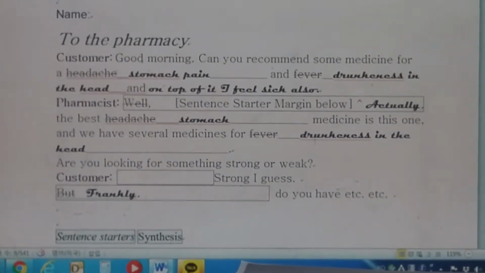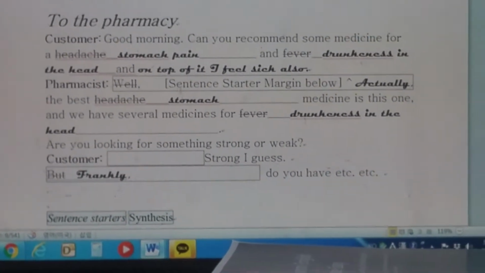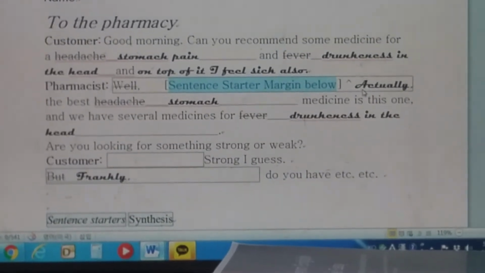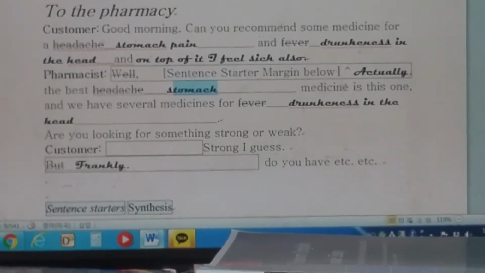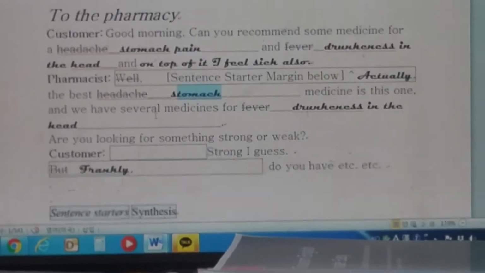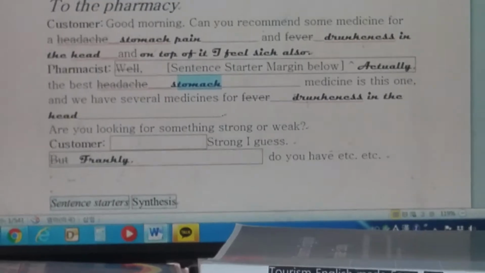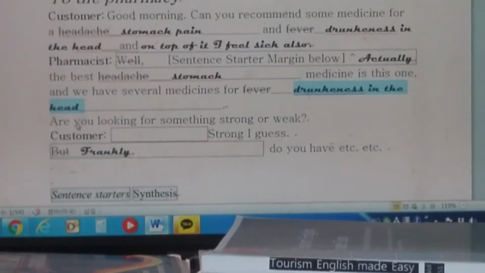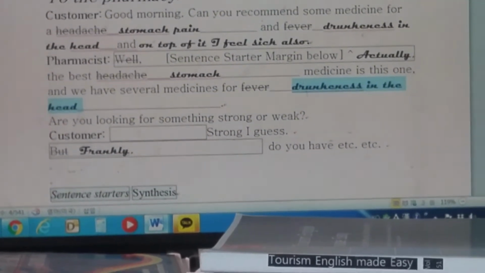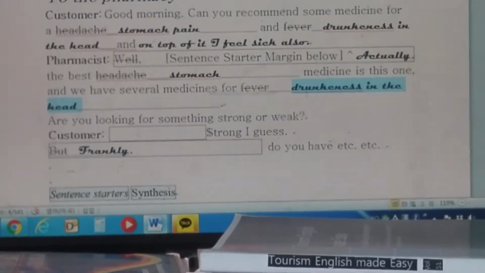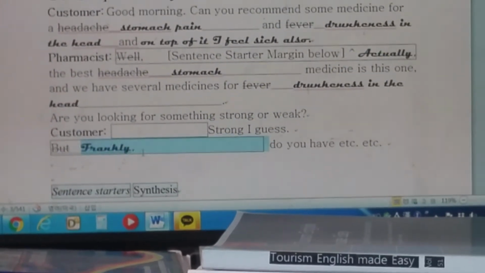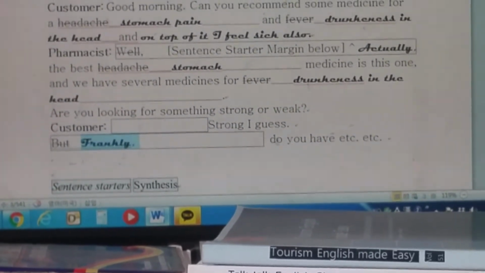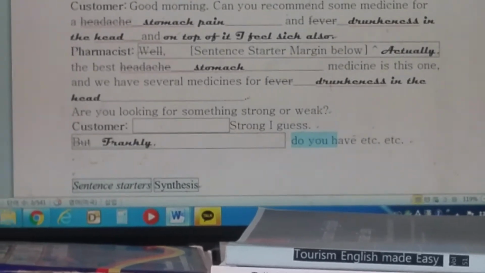Pharmacist, instead of well, you go to the sentence starter. You see here, sentence starter and a margin below. You say, actually, the best stomach pain medicine is this one. And we have several medicines for fever now. You're going to use drunkenness in the head. Are you looking for something strong or weak? Customer, strong, I guess. All right. Frankly, do you have something that is very, very mild.